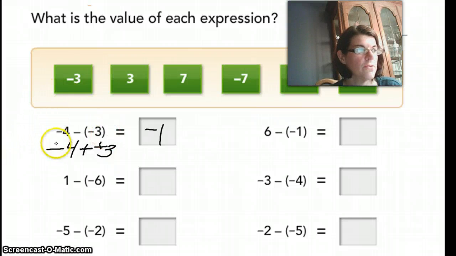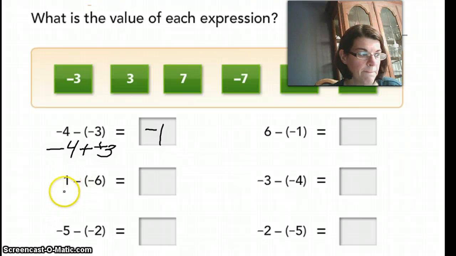Okay, so the first one we did together in the first part. Let's go on to the second one. It says, 1, take away a debt of $6. So we have 1, and taking away a debt is the same as adding the opposite. The opposite of negative 6 is 6. And so we have 1 plus 6, which is 7.